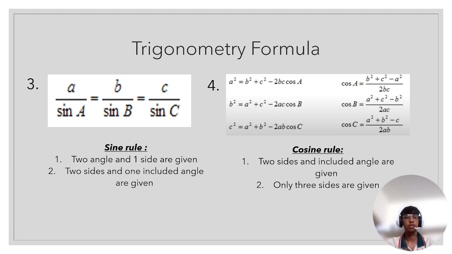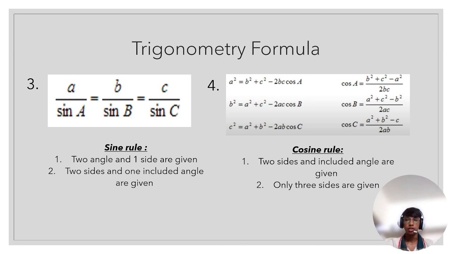Trigonometry formula, let's see the third one: the sine rule. It is used when two angles and one side are given, or two sides and one included angle are given. The formula for the sine rule is a over sine A equals b over sine B equals c over sine C.